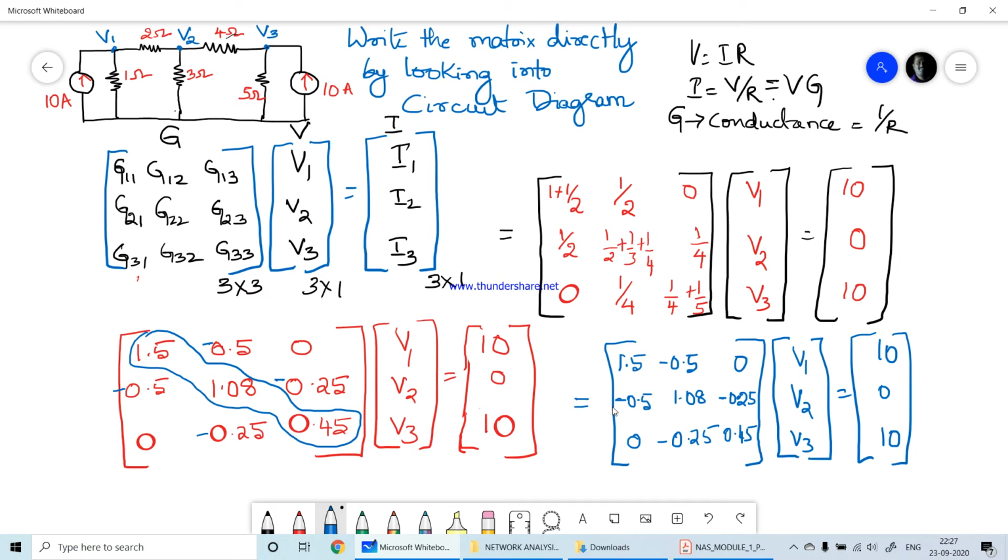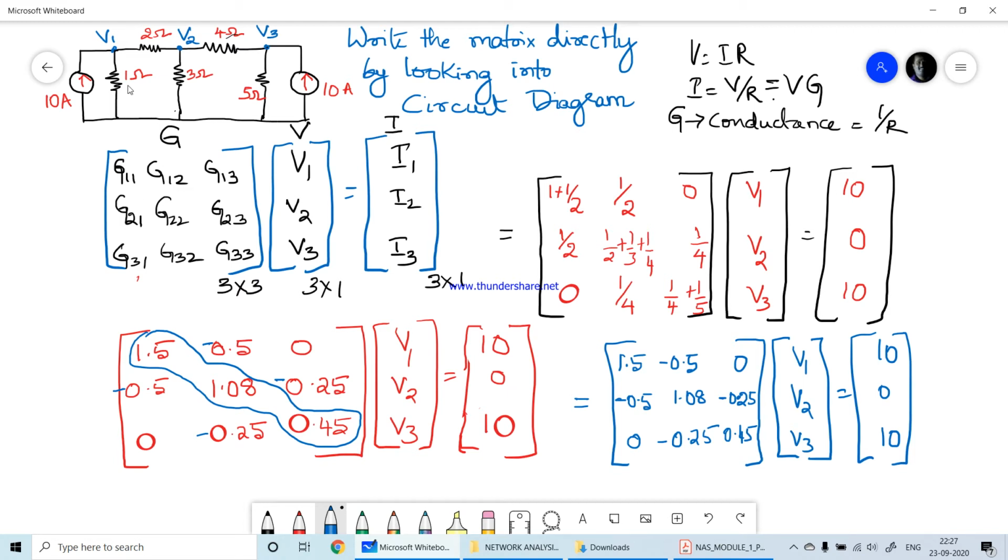Now if you see this matrix and the matrix which I explained in the previous problem, in the same problem where I explained writing equations, you see both matrices are the same. Therefore, you can directly write the matrix if you want, instead of writing the equations and then writing the matrix. This is the benefit of this particular method. So we have G into V equals I for node voltage analysis.